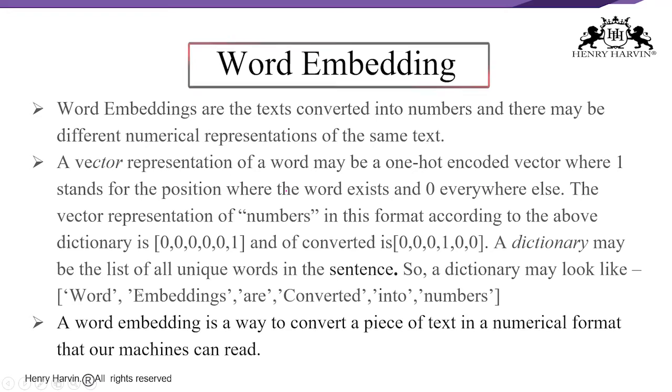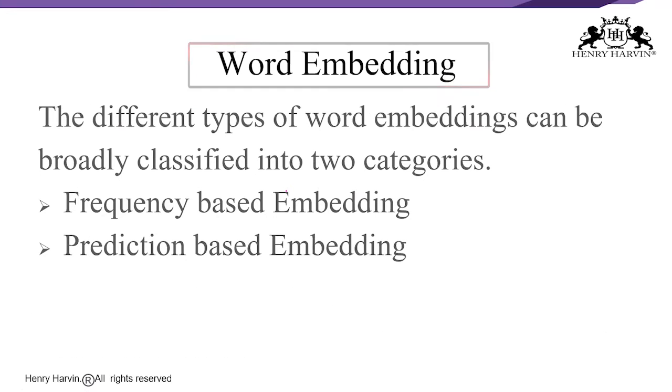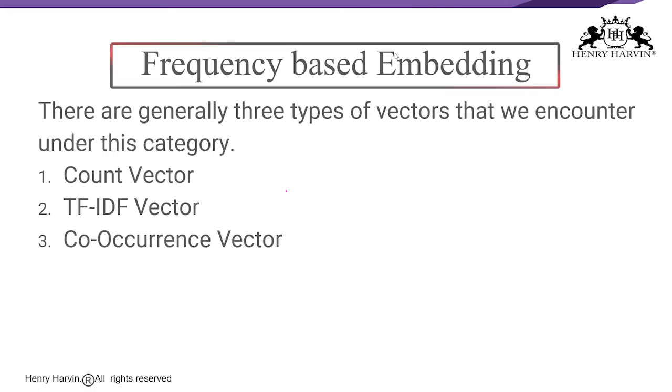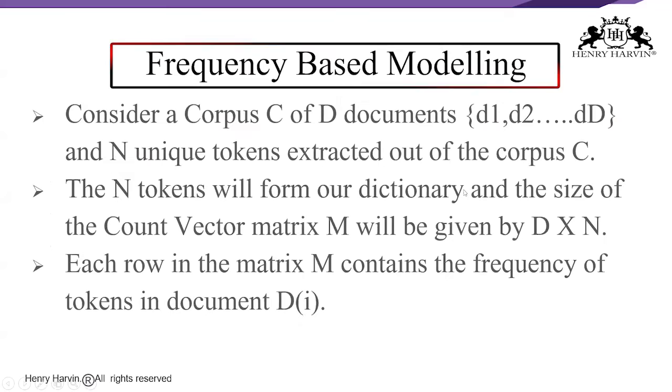Basically, word embedding is a way to convert a piece of text into a numerical format that our machines can read. There are different types of word embeddings: one is frequency-based and the other is prediction-based embedding. In this video, we are going to discuss frequency-based embedding. There are three types: count vector, TF-IDF vector, and co-occurrence vector. Let us try to understand them one by one.